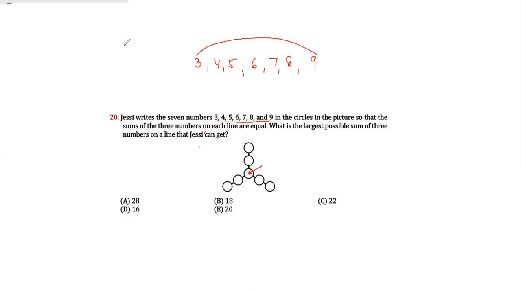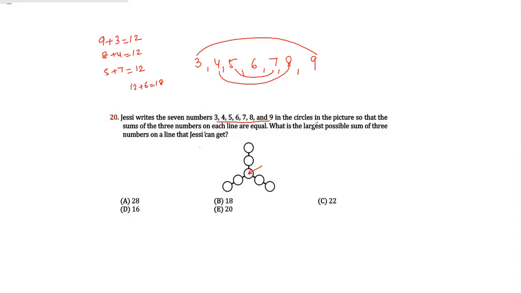So if you do 9 plus 3, you get 12. If you do 8 plus 4, you get 12. And you do 5 plus 7, you get 12, right? And 6 will be in the middle. So 12 plus 6 is 18. Now 18 is one possible sum.